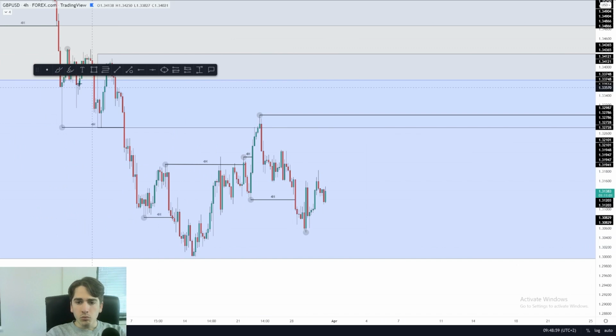So yeah, at the moment, what are we waiting for? Well, I'm just waiting for a little bit of a higher price, potentially looking for shorts once liquidation on these highs has occurred. So yeah, that is it for pound dollar. Let's head over to Kiwi dollar.